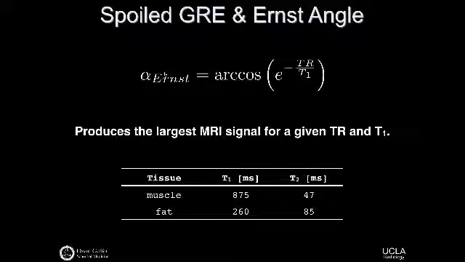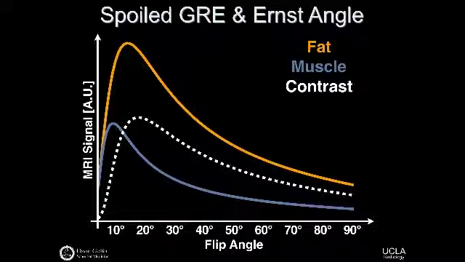So what does that look like? Well, it turns out different tissues, whether it's fat or muscle, will have different signal intensities as a function of their flip angle. This is what I was saying before. So let's just pay attention to fat for a second. If I use a gradient echo sequence and I use a tiny flip angle of just a few degrees, I won't get very much signal.